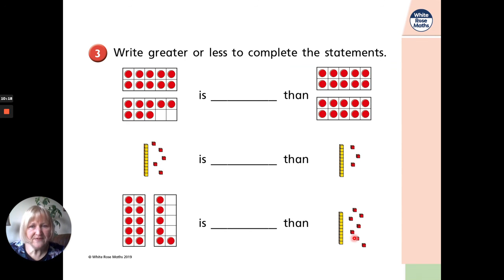Okay, pause the video now and see if you can complete these 3 number sentences. I'd like you to draw those 2 tens frames with the counters, and then on this side these 2 tens frames, and write here whether it's greater than or less than. And then you can do the towers with the single ones here and the tower with those ones and think, is it greater or less? And then finally this one at the bottom. And when you've done them, please take a photograph of your work and send it to me.